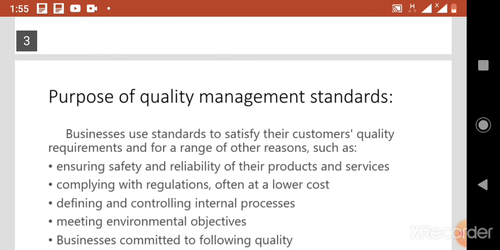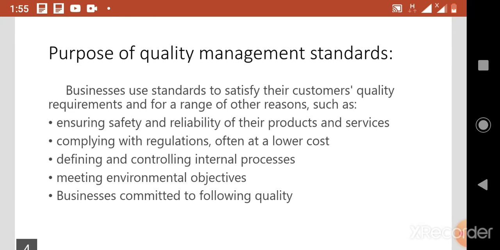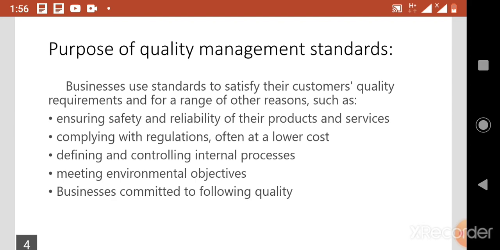Next, going to the purpose of quality management standards. What is the main need of this quality management? To know this, here is a slide. Businesses use standards to satisfy their customers' quality requirements for a large range of reasons. The main theme of these quality management standards is that we have to satisfy the goals of the customers. By the following conditions we may give the assurance of software quality.